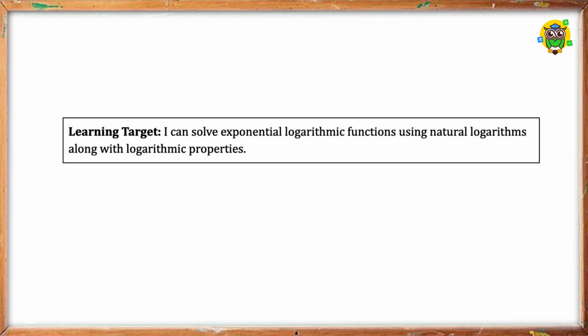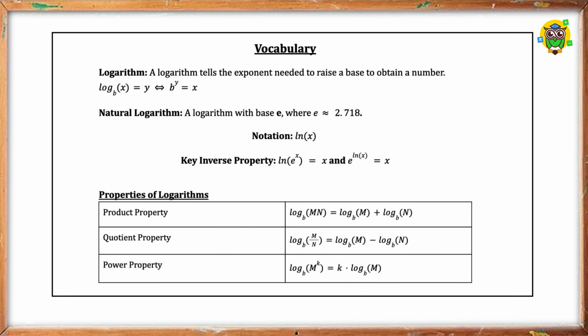Our learning target for this video is: I can solve exponential and logarithmic functions using natural logarithms along with logarithmic properties. Now let's take a look at this vocabulary as a refresher. We have logarithm, natural logarithms, the notation of natural logs, and key inverse properties of natural logs involving Euler's number e. And then we also have properties of logarithms, including the product property, quotient property, and power property.